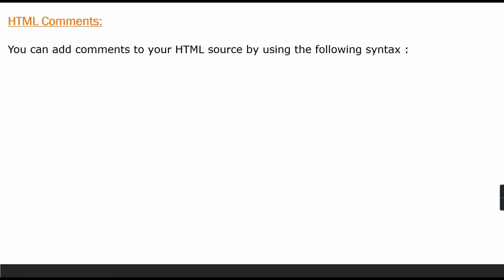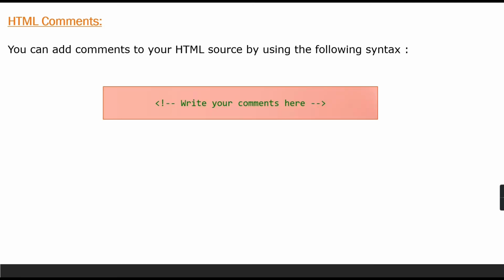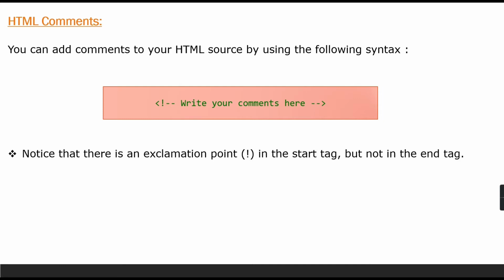You can add comments to your HTML source by using the following syntax. So this is the syntax of HTML comments. Here you need to provide your message, and the syntax is an exclamation mark and two hyphens, and in the closing tag you need to provide only the hyphens, not the exclamation mark. The point to remember here is that there is an exclamation point only in the start tag but not in the end tag. So let's understand HTML comments through our code.